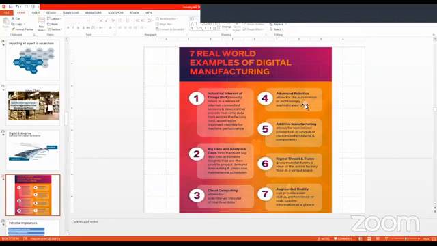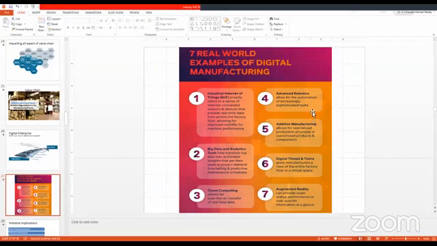Next, advanced robotics allow for automation of increasingly sophisticated tasks. Next, additive manufacturing allows for specialized production of unique or customized products and components. Customized products means one customer, one product. It is possible making use of additive manufacturing. Next, digital thread and twins give manufacturers a view of the entire factory floor in a virtual space. Sitting across the computer, you can see what is happening in real time.